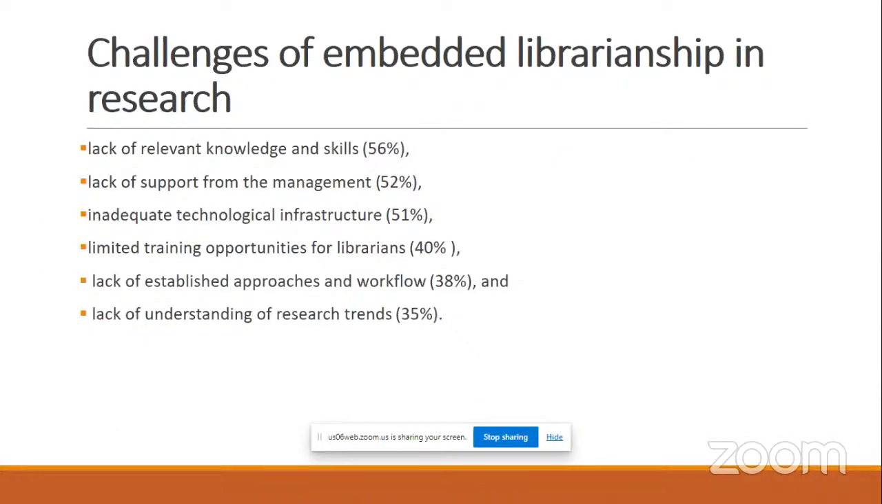Librarians are facing several challenges in their support for researchers, including the lack of relevant knowledge and skills, lack of support from management, inadequate technological infrastructure, looking into software and access to infrastructures, limited training opportunities for librarians in emerging areas like scoping and systematic review, and lack of established approaches and workflow. These are some of the challenges identified.